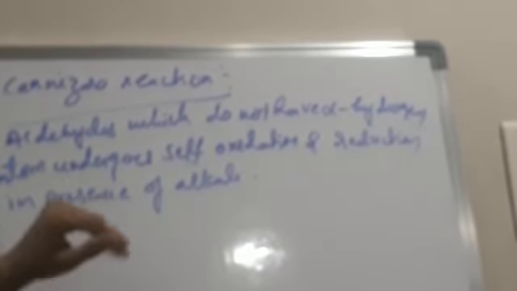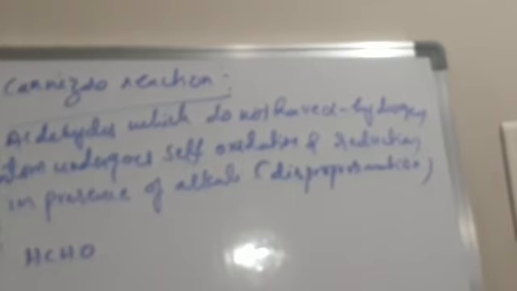Okay. So for example, formaldehyde is there. No alpha hydrogen atom is there. Why? Because no alpha carbon is there. What is alpha hydrogen? Hydrogen which is linked with alpha carbon. So in case of formaldehyde, no question of alpha carbon. That's why no alpha hydrogen is present. So hydrogen is directly linked with functional group carbon here. Okay. So that's why this is a compound which does not have any alpha hydrogen atom.